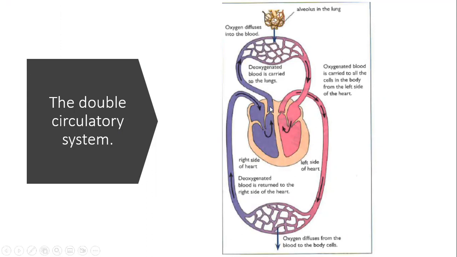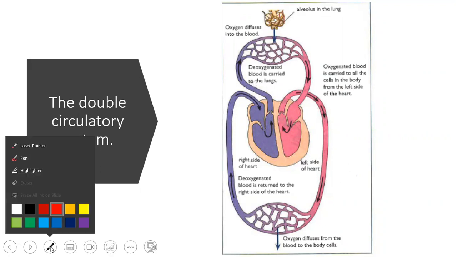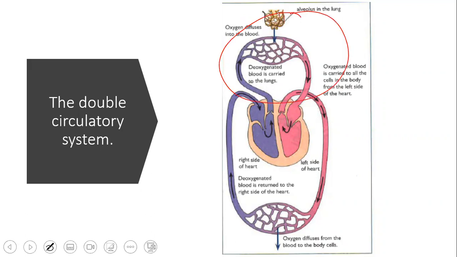The first time it passes through the heart is when the blood is going to the lungs. So one part of the double circulation is when the blood is being pumped to the lungs, and the second part is when the blood is being pumped to the rest of the body. The part where the blood is pumped to the lungs we call pulmonary circulation. The part where you're pumping the blood to the rest of the body is known as systemic circulation.